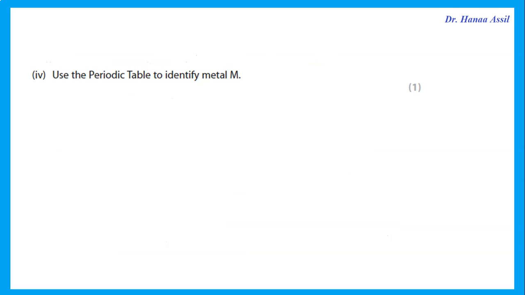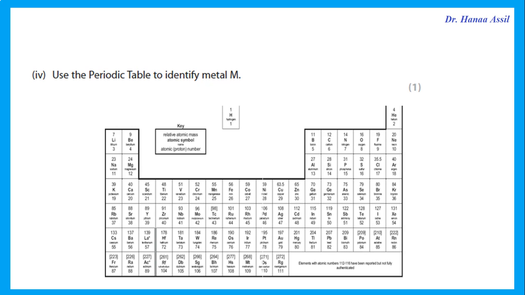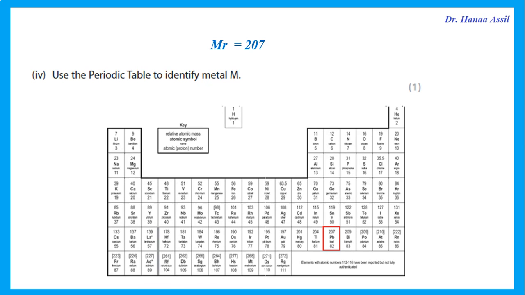Now, the next question says, use the periodic table to identify M. So we're looking for something that has a mass of 207. Mass number 207. Which one has mass number 207? That is lead. Mass is the big number again.